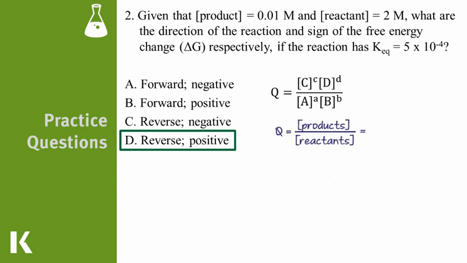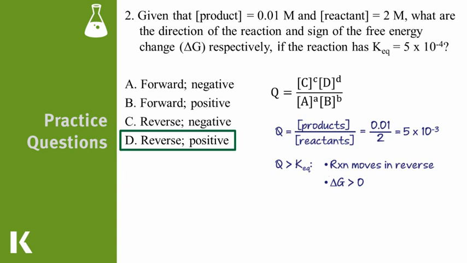Remember that this is the ratio of the concentration of the products to the reactants, and these values are given in the question, so we can calculate Q to be 5 times 10 to the minus 3. This value is larger than that for the equilibrium constant that was given in the question. When Q is larger than K equilibrium, the reaction has more products than reactants when compared to equilibrium, and so the reaction must move in a reverse direction to reach equilibrium, resulting in a positive value for the change in Gibbs free energy. Great job if you got those questions correct.